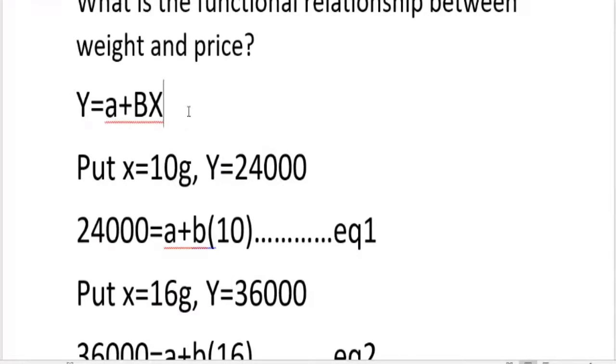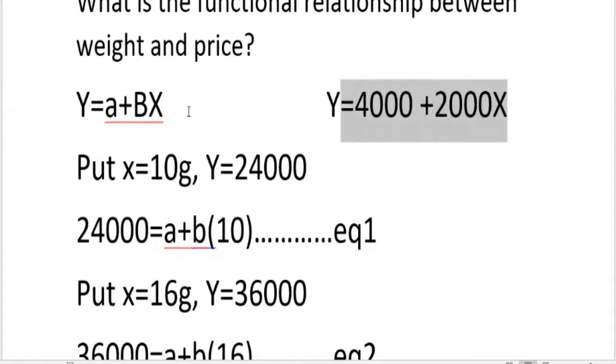If I put it here in the general form of the equation, this will become Y equal to A. What is the value of A? 4,000 plus what is the value of B? 2,000, and that is what we have as X. So we have this as the linear relationship between X and Y. This equation that has come out gives us an answer to the question: the functional relationship between X and Y, that is, the price of the coin vis-a-vis its weight. This is the relationship.